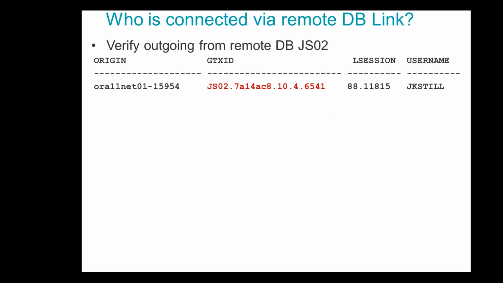We can do the same at the other end. We can verify outgoing connections from the remote DB, so see who is connected to other databases remotely using our database link. And we can see the opposite information. Here we're on this server. That is the current one, Net01, process ID, the same kind of information.